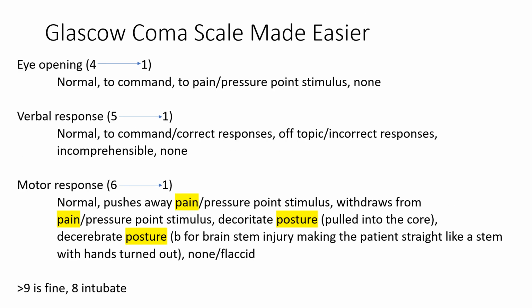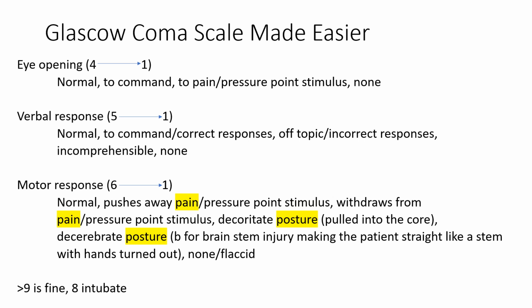This slide is to help you all remember the Glasgow Coma Scale a little easier. At least I hope this makes it easier. In the Glasgow Coma Scale, you can remember that there are 3 sections that get scored: eye, mouth, motor, and conveniently that goes 4, 5, 6 for the number of choices.